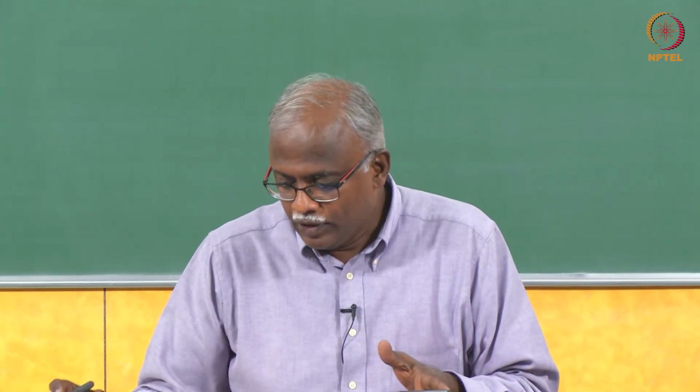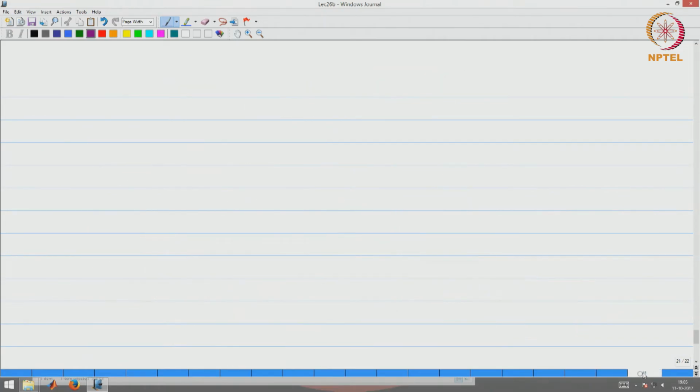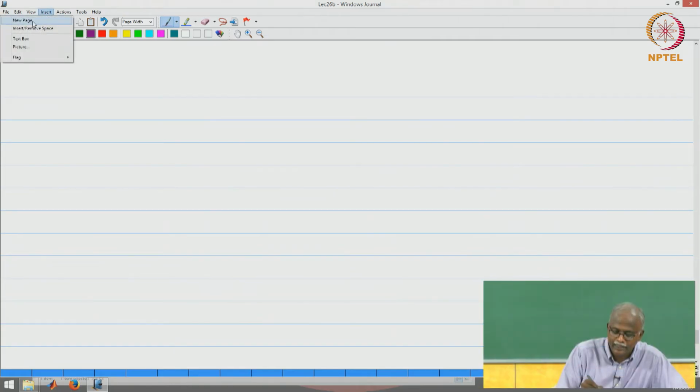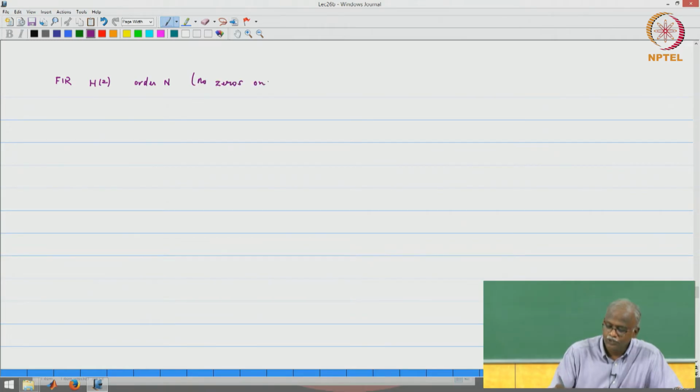Now deliberately I am going to leave this and ask you to think about another topic that you have already studied in DSP, but it is very useful for us to revisit at this point. Supposing I have a FIR filter H of Z. It has a finite number of zeros. Supposing it is of order n, it has n zeros. Some of the zeros are inside the unit circle, some are outside the unit circle, and no zeros on the unit circle.